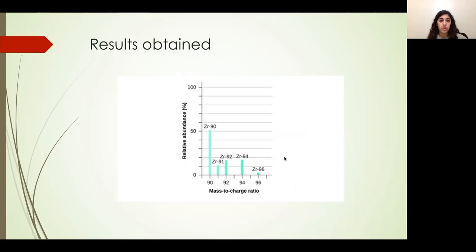Results from a mass spectrometer look like this. On the x-axis here, there is the atomic mass, and on the y-axis is the relative abundance. These results indicate a zirconium atom, which has the atomic mass of 91. The different isotopes are shown here, and the most abundant isotope in the given sample has a mass of 90, as seen here.